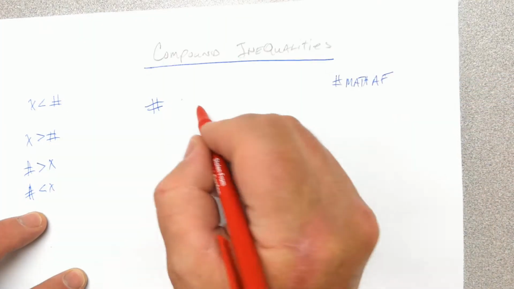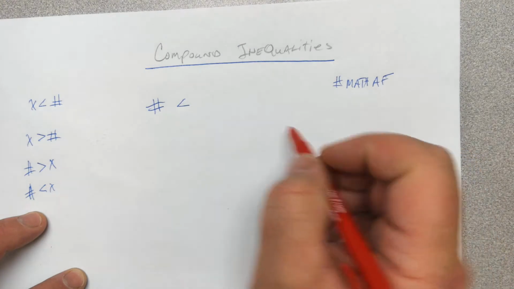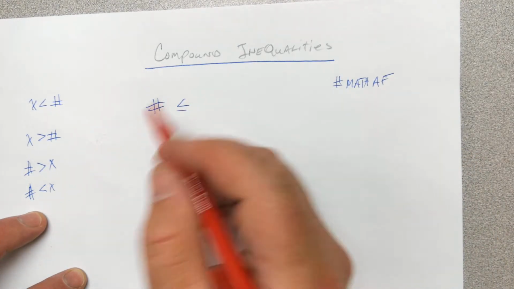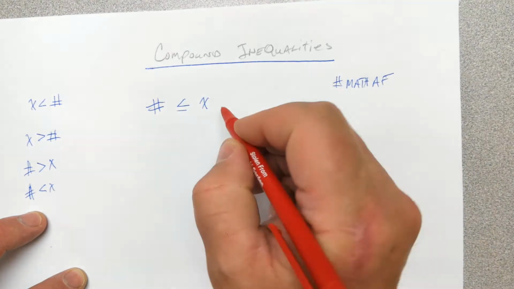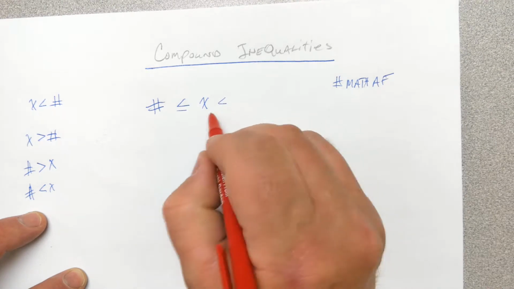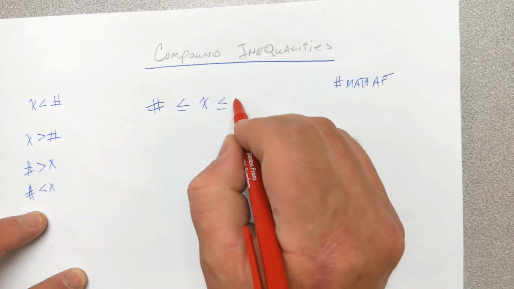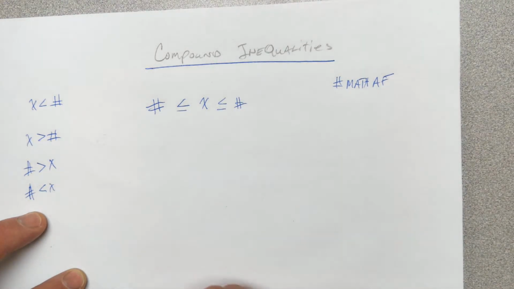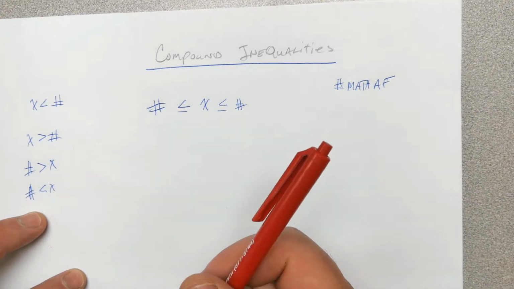Okay, so you're going to have a number, and you're going to have a symbol. It could be this one, or it could be like that. Either way, doesn't matter. And then you're going to have your variable in the middle, and then another symbol, and it could be either one, and another number. Your answers are going to look like that.